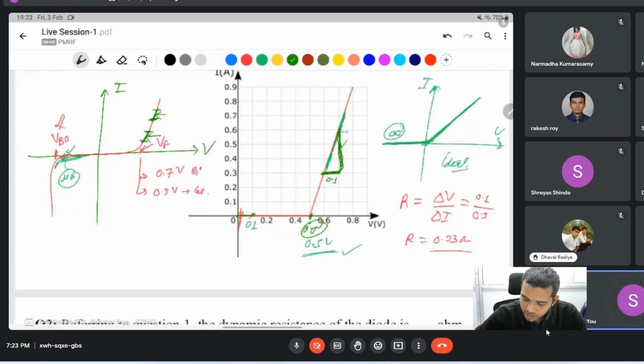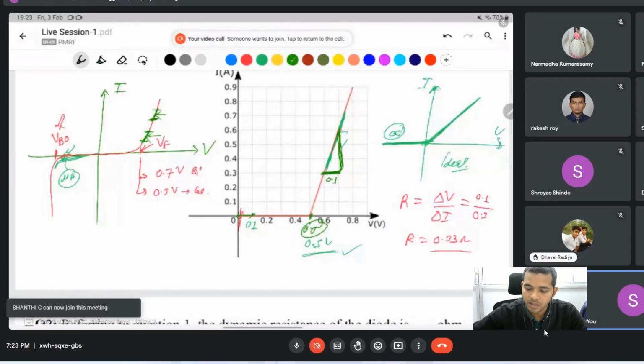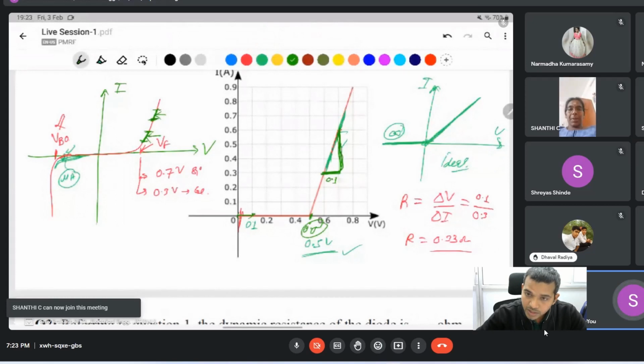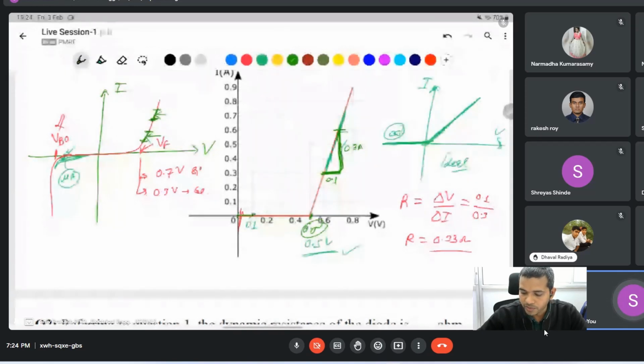If you choose one square column, you take 0.1 volt, and what is the current from here to here? You find about 0.3 ampere current, and you apply 0.1 volt after the cut-in voltage. Then you find delta V is 0.1 volt, delta I is 0.3 ampere, so the resistance is 0.33 ohm.